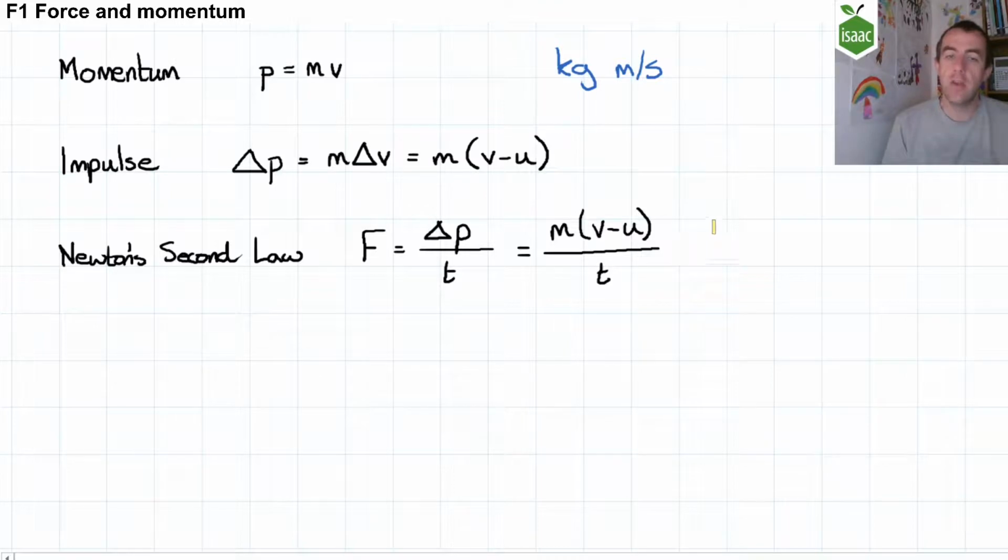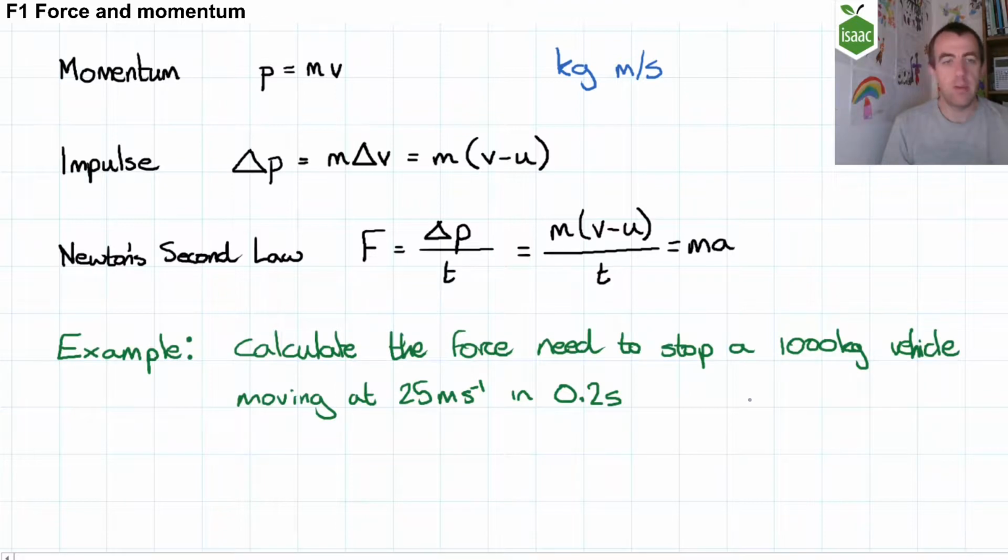The change in velocity divided by the time, which you can see here after we've substituted for the impulse, is also known as the acceleration. And that's where the equation F equals ma comes from. F equals ma assumes that the mass does not change.